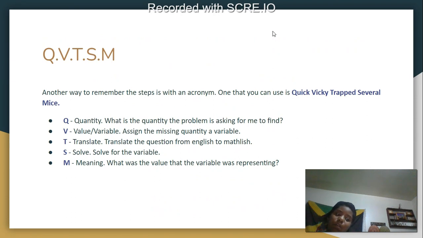So a way to remember steps to use when solving a word problem would be Quick Vicky trapped several mice. That is just QVTSM. Q stands for quantity. What is the quantity the problem is asking for me to find? V, variable. Assign the missing quantity a variable. T, translate the question from English to Mathlish. S, solve for the variable. M is for meaning. What was the value that the variable was representing?